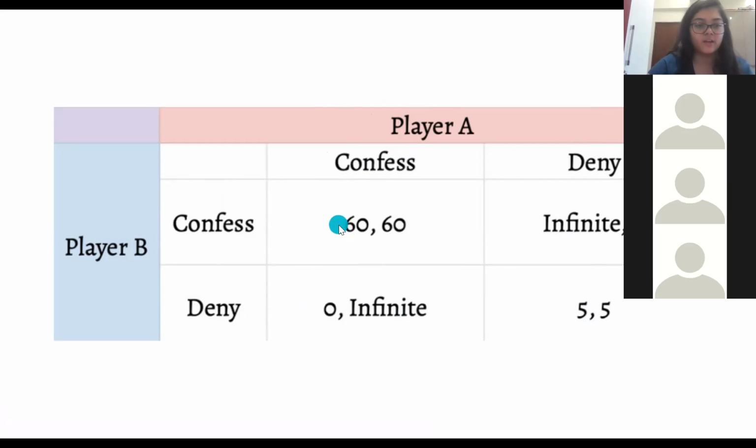Player B will check, if I'm confessing, what is player A doing in both the scenarios? If I deny, what happens to A and B in both the scenarios? And in all of these circumstances, 60-60 becomes the best choice in comparison. And so it becomes a dominant strategy in this scenario.